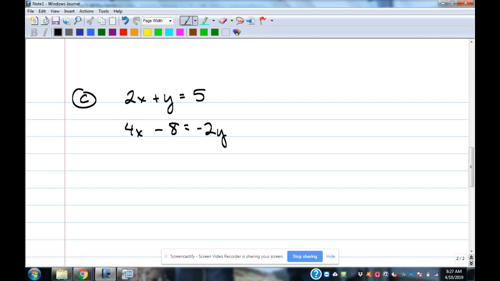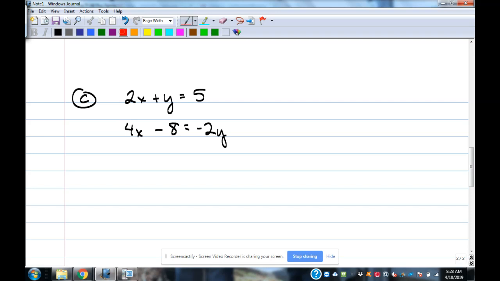So what do you do? Okay, swap some stuff around. What do you want to swap? Add 8 and put the negative 2y on the left, which makes it positive. Okay, that works fine. So moving the y over to the left and the 8 over to the right works fine. You could also just move the 4x. It's going to work the same either way.